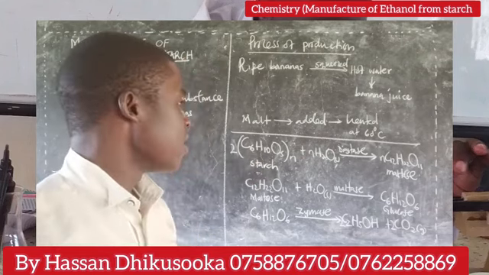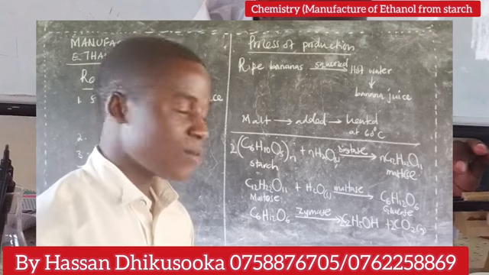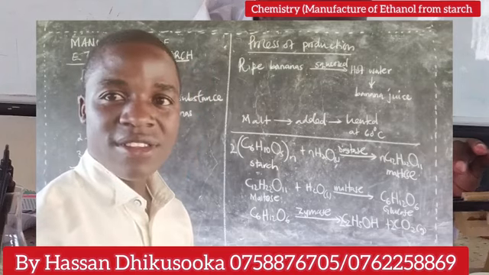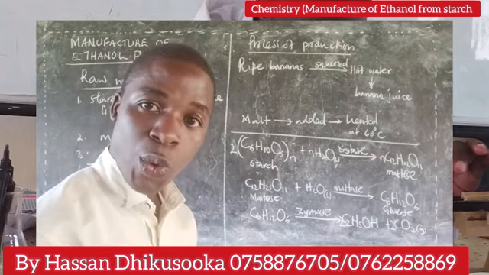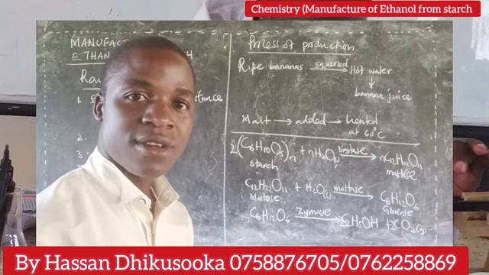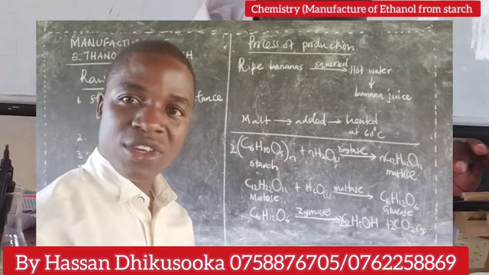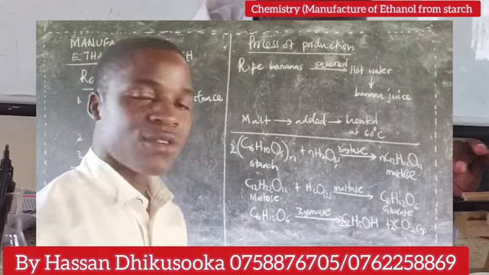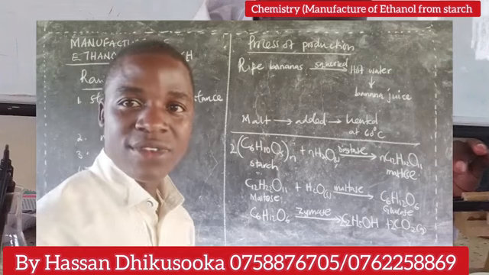Then you proceed. The mixture is allowed to cool to a temperature of about 30 degrees Celsius, and yeast is added. One of the enzymes in yeast, known as maltase, catalyzes the hydrolysis of maltose to glucose. Then another enzyme in yeast, known as zymase, catalyzes the decomposition. Here it is not hydrolysis, but decomposition, the decomposition of glucose to ethanol and carbon dioxide. And that becomes the whole process in that case.